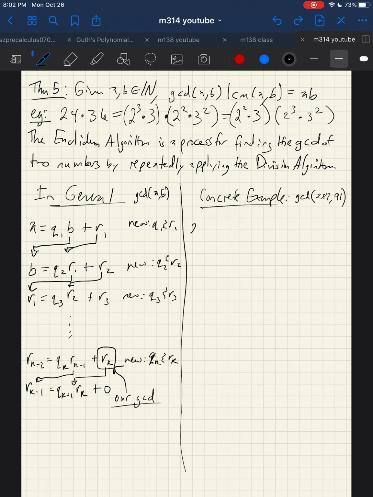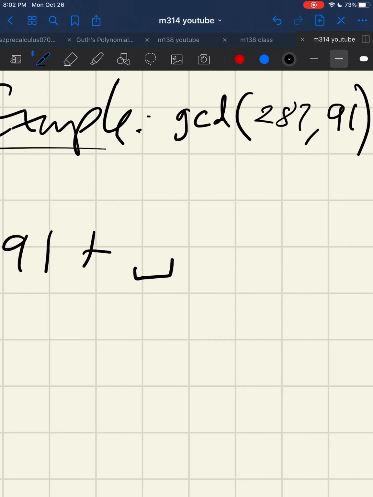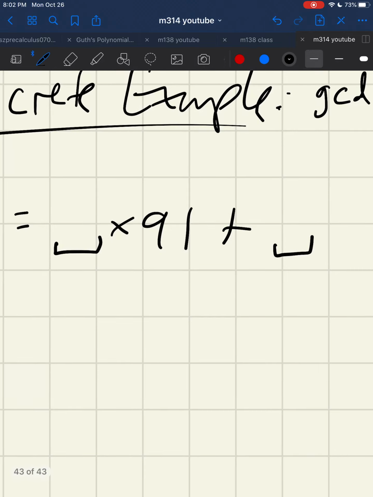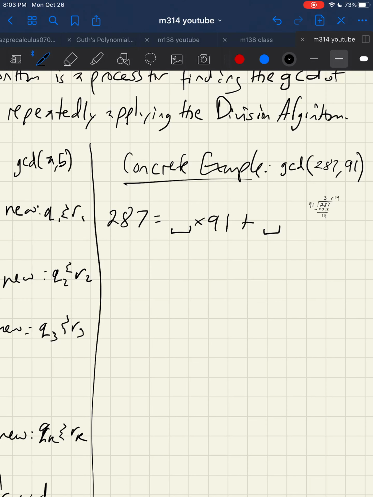So I'm going to write 287 equals something times 91 plus something else, where I apply the division algorithm. How many times does 91 go into 287? Let's just figure it out. So 91 goes on the outside of the house, 287 goes on the inside of the house. How many times does 9 go into 28? It goes in there 3 times. So 3 times 1 is 3, 3 times 9 is 27. Subtract 273 from 287, and my remainder is 14. So the answer here is 287 equals 3 times 91 plus 14.